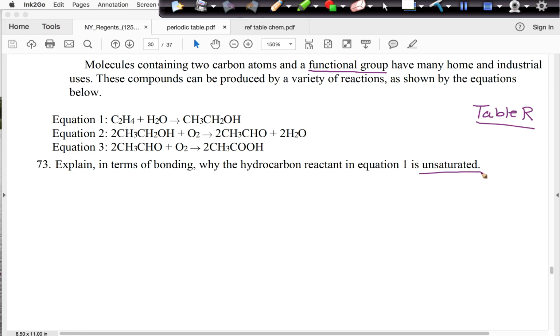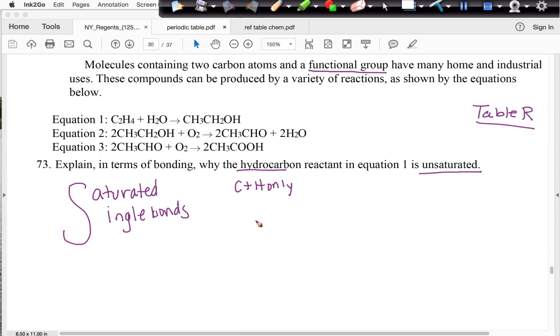So it says explain in terms of bonding why the hydrocarbon in reactant 1 is unsaturated. So remember, hydrocarbons have C and H only, and saturated means all single bonds. So this must have something other than single bonds.